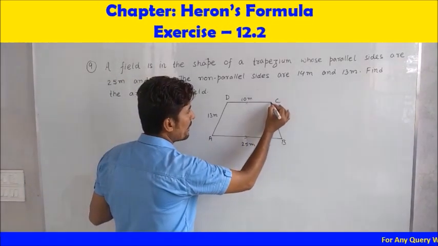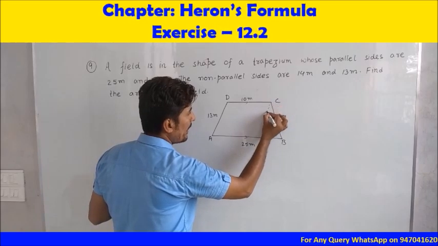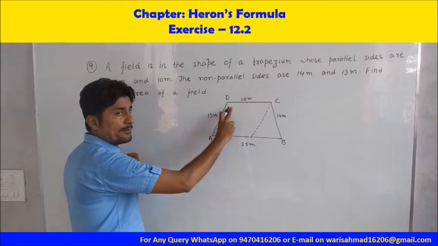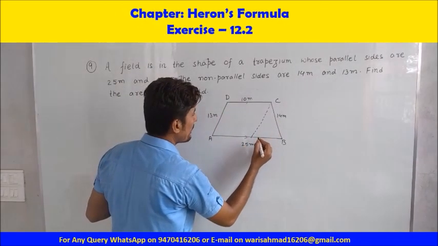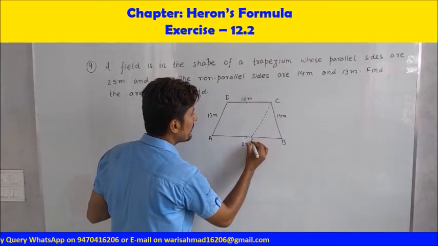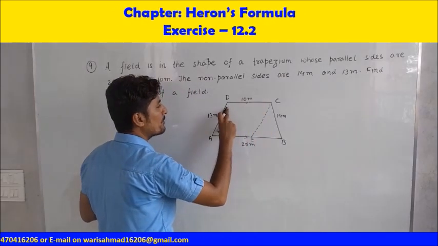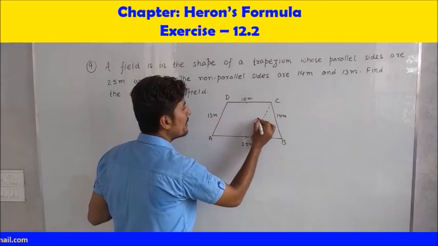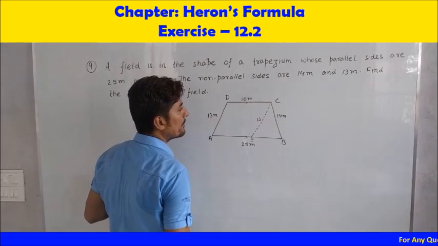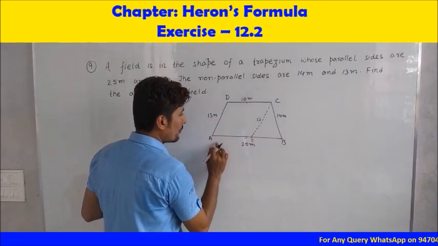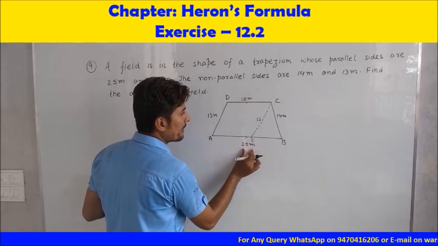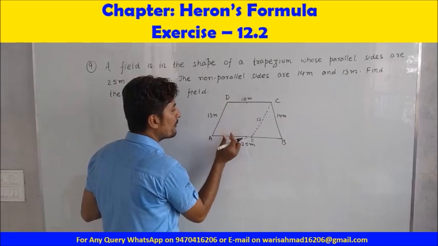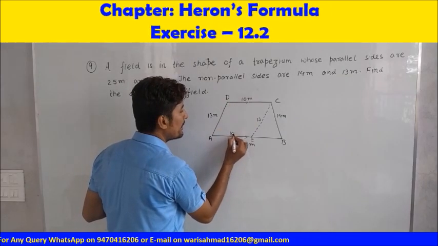First of all, we have to do the construction in this figure. We have to draw a line parallel to AD. Suppose the name of this line is CE. Since this line is parallel to AD, the measurement of both the sides will be equal. This is 13 meter, so this will also be equal to 13 meter. Now, the total length of AB is given as 25 meter, and the measurement of DC is given as 10 meter. So AE will also be equal to 10 meter.